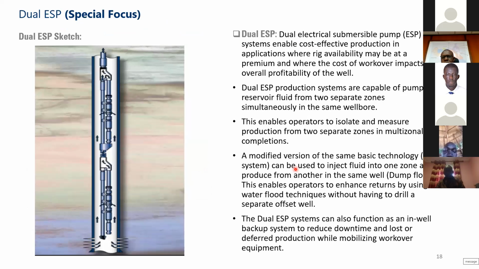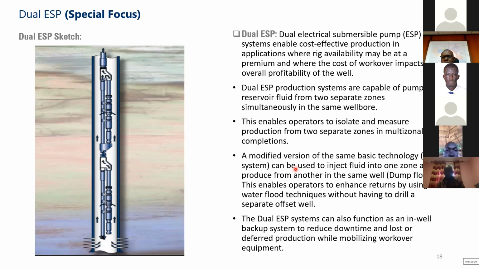It takes us to the last special focus subject that we put for today, which is the dual ESP. So we had known the artificial lift, we known the ESP, we known ESP with bypass system. What are the different types of bypass systems? This leads us to come to the point of a dual ESP. So it's a common industry terminology. People talk of dual ESP, dual ESP.